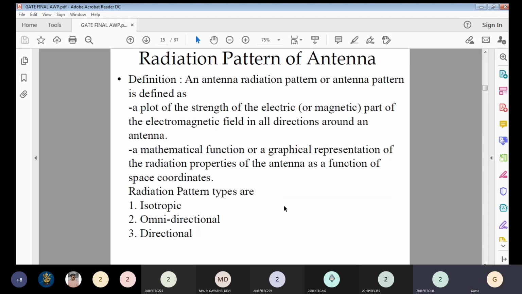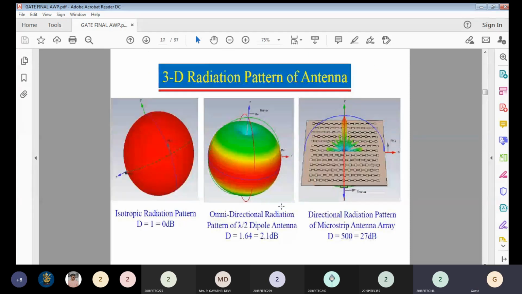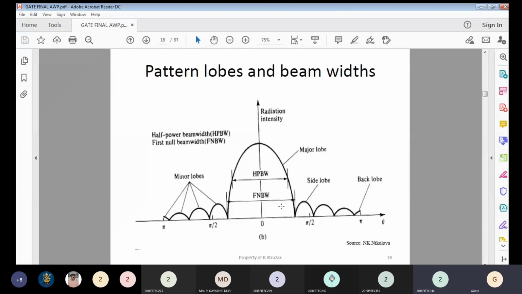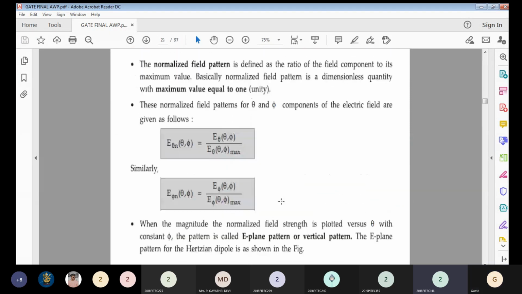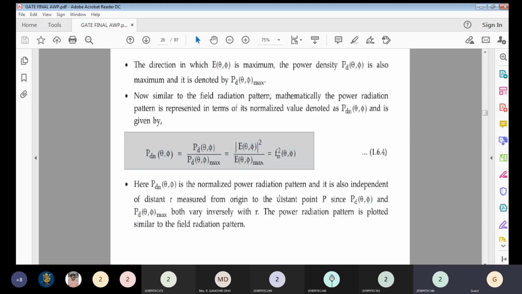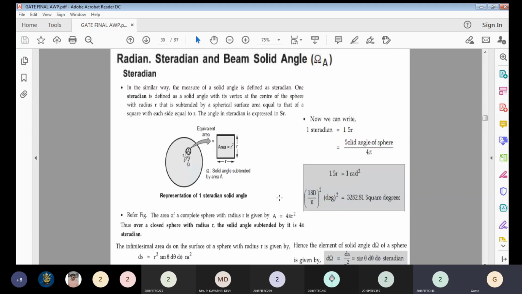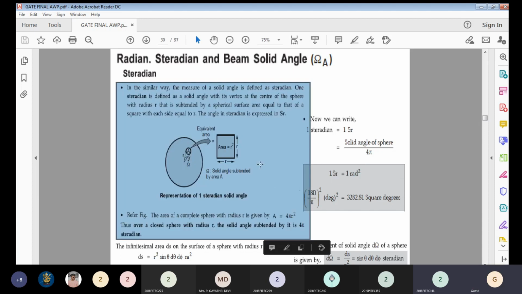Apart from that, we discussed what the radiation pattern is, and the patterns also we discussed, and we discussed beam width, fractional beam width, and half power beam width. And we discussed what is field pattern, power pattern, and what we mean by radian and steradian. Okay. The angle defined by the circle is called radian. The angle defined by the sphere is called steradian. So 1 steradian is equal to 1 radian square. Don't forget this. 1 steradian is equal to 1 radian square.